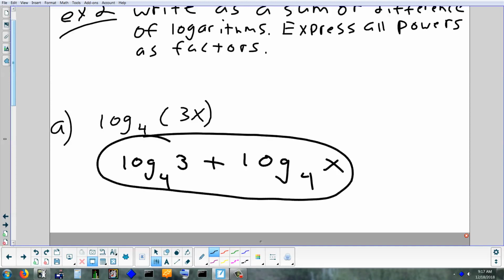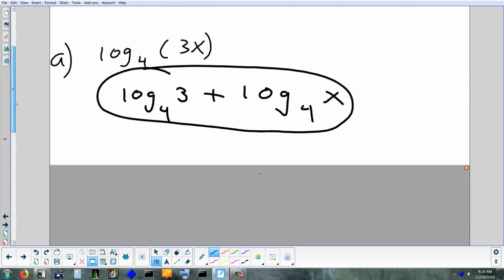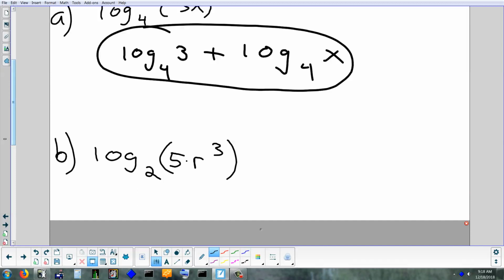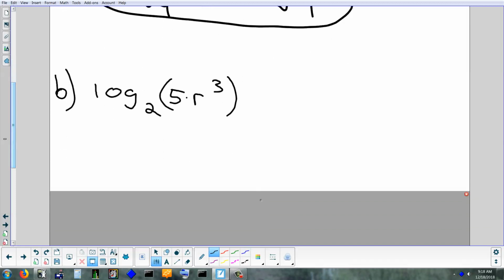Now, by the end of the lesson today, you're going to know how to type that in on a calculator. Log base 4 of 3. We don't know how to type that in yet, but you could type that in and get an answer. But not yet. Questions on that one? All right, let's try this one. Log base 2 of 5r cubed.